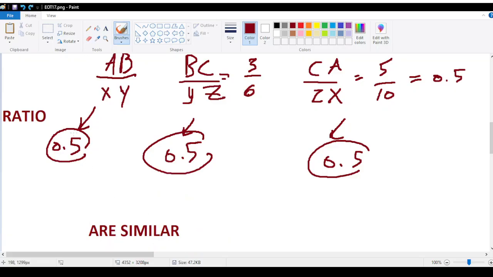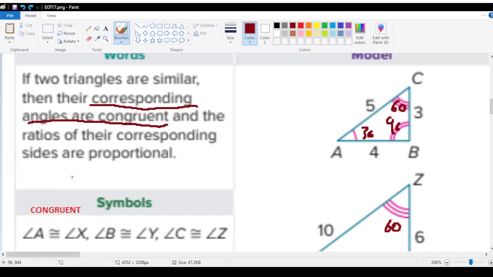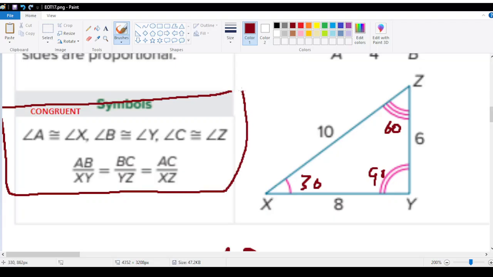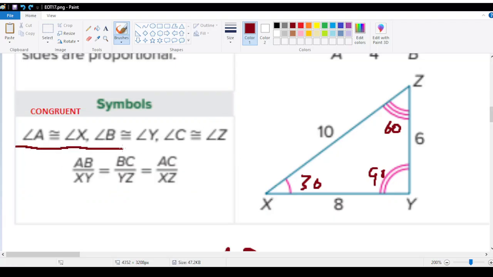Thank you a lot. Now let's go back. You see what you should write in symbols. You should talk about angles and you should talk about sides. Is it easy, Shamsa, or do you think it's still hard?